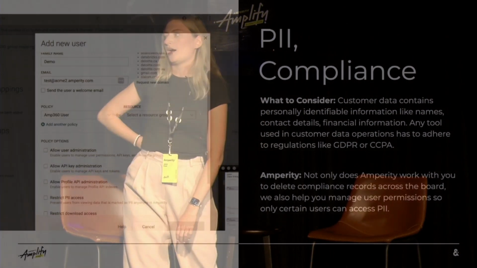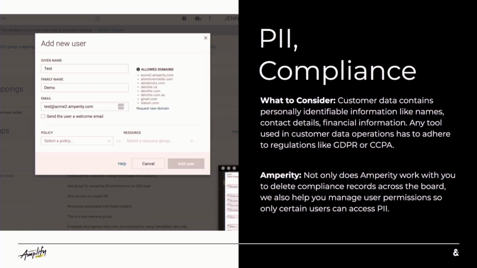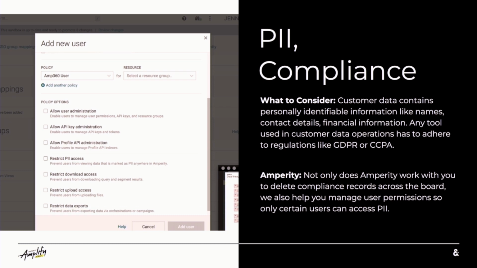And all the stuff that I'm showing today are things that you can totally do yourself on your own, which is really awesome. So first, starting off with PII and compliance. It's important to remember that customer data is going to have PII. There's going to be customer names, there's going to be phone numbers and addresses and email addresses. And any tool that you're using needs to be able to handle this.